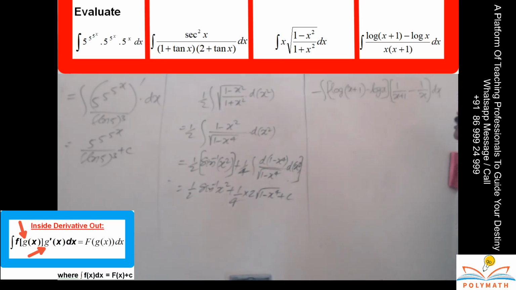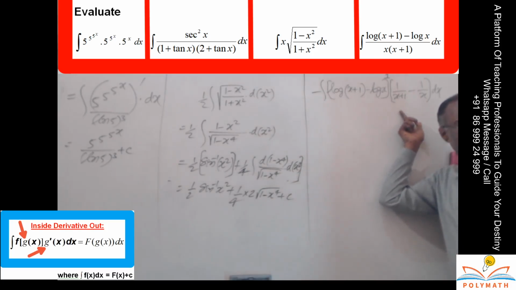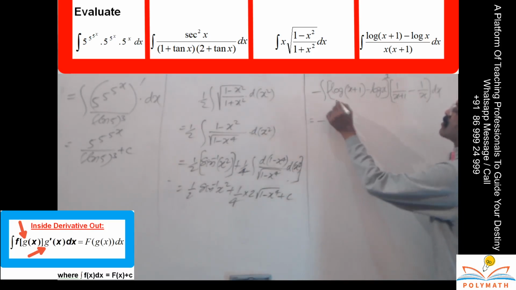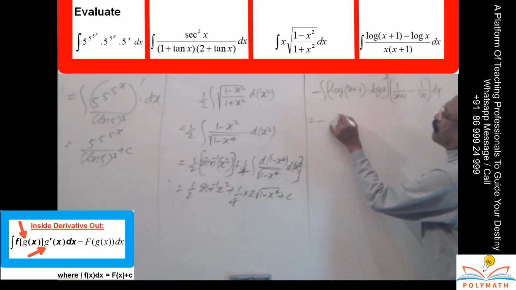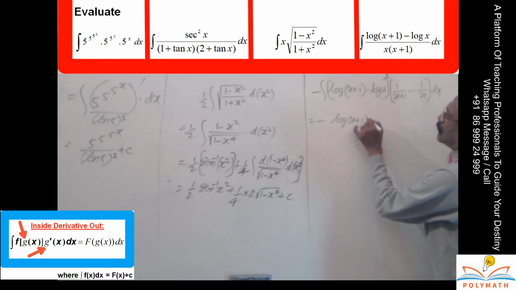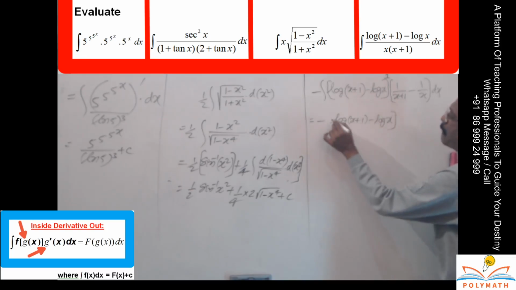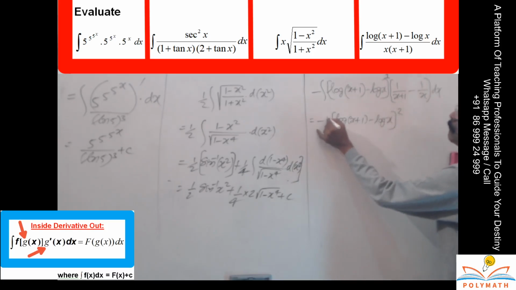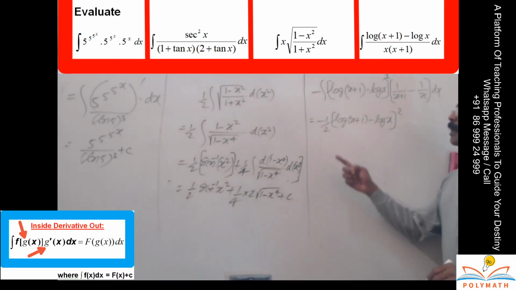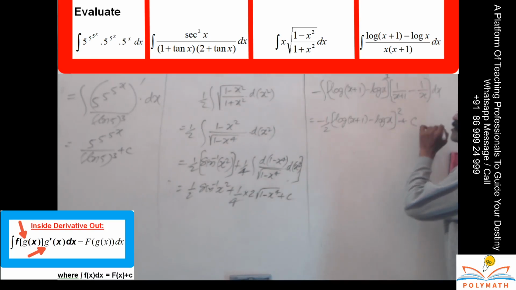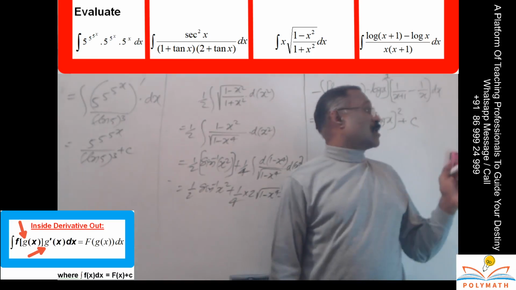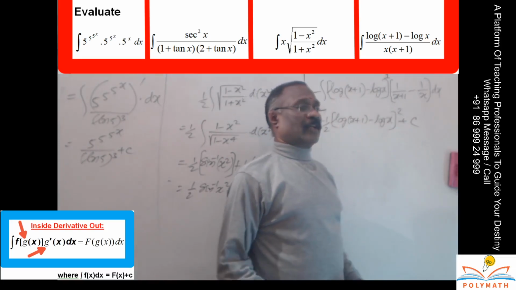Now this is in the form of f x power n into f dash x. I wrote its derivative here. So this is simply minus f x power n plus 1 by n plus 1. That's it. This is the answer: minus 1 by 2 of log of x plus 1 minus log x whole square, plus c.